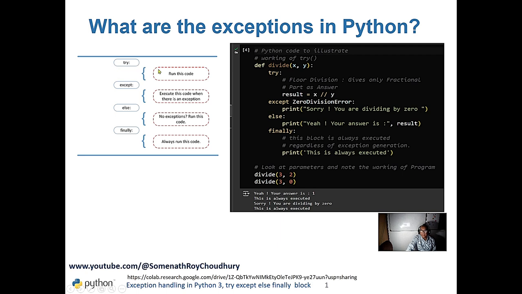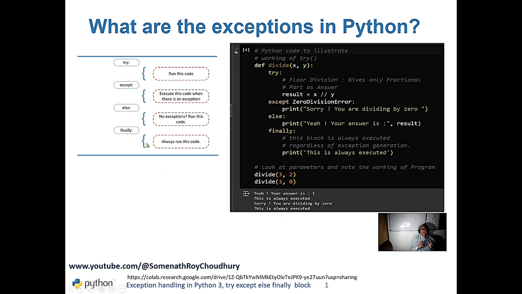Where exceptions might come, that code should be in the try block, and for all the exceptions you are expecting, you should have a separate except block. And if no exception occurs, then the else block runs; it is optional, you can give it or not. And the finally block is preferable, it is also optional, but it is better to give. That means in any case, this block should always be executed.